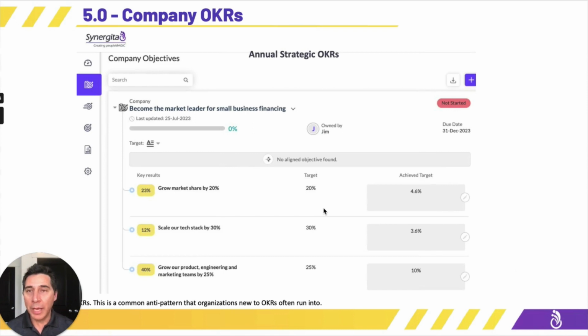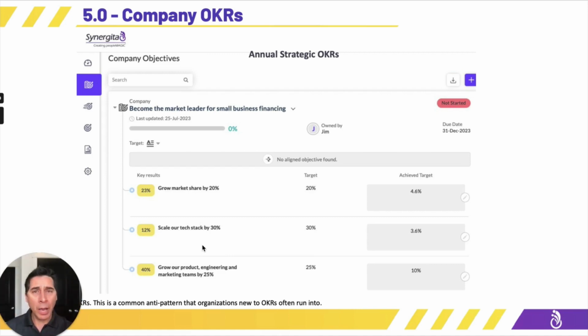and what we have here is we've got our company objectives that are our annual strategic OKRs, right? And so what we've identified using the use case that we've been using throughout the course is to become the market leader for small business financing, right? So that's going to be our annual strategic objective there. Our key results for that objective are going to be to grow our market share by 20%, to scale our tech stack by 30%, and to grow our product and engineering and marketing teams by 25%. So these are the key results that we've identified for the year.